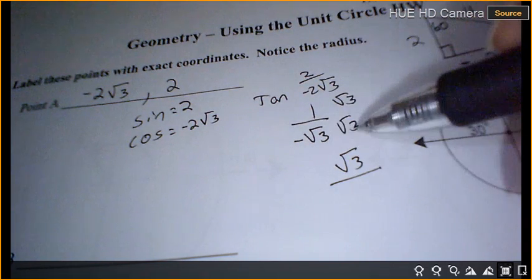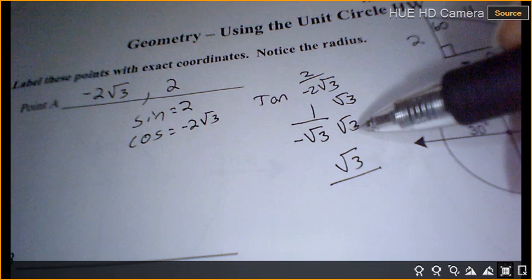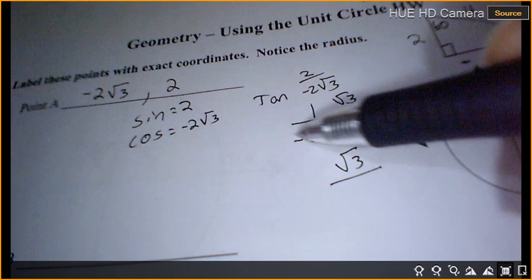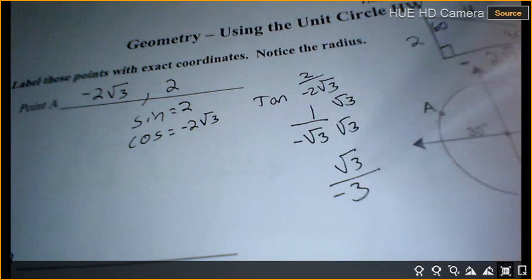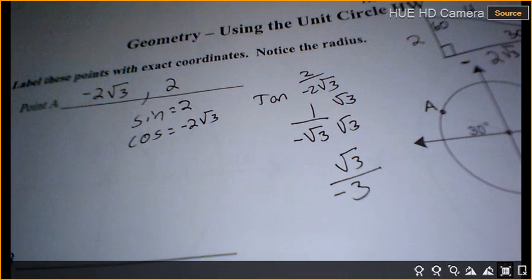3 times 3 is? 9. Square root of 9 is? But what's this little thing in front of it? Negative 3. There you go. So we've got my sine, cosine, and tangent.